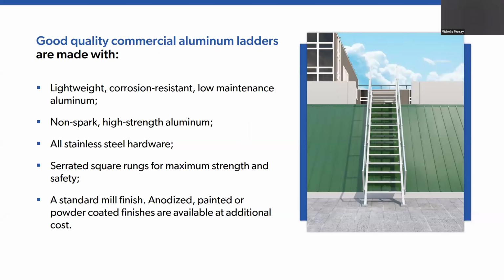So a good quality aluminum ladder would be made with lightweight, corrosion-resistant aluminum. It's going to be non-spark, high strength. The hardware will be all stainless steel, with serrated square rungs for maximum strength and safety, and then a standard mill finish, but it can be anodized, painted, or powder coated, usually for an additional cost.